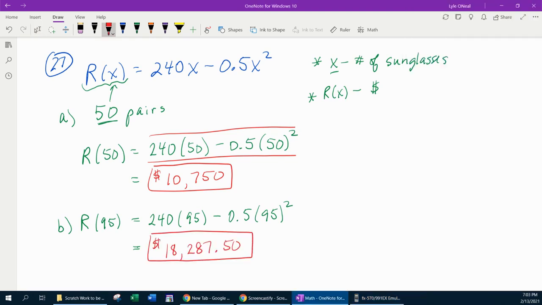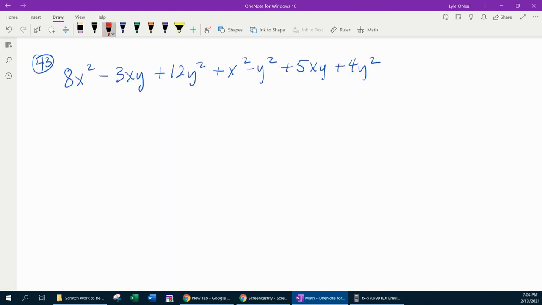So again, since that's money, you need to write out the dollars and cents. Next, number 43. Here we are given a long polynomial, and the instructions say collect like terms. Another way to say that, combine like terms. So you need to know how to combine like terms. First of all, how many terms are there? 1, 2, 3, 4, 5, 6, 7 terms. So we need to collect, or you can say combine, like terms.